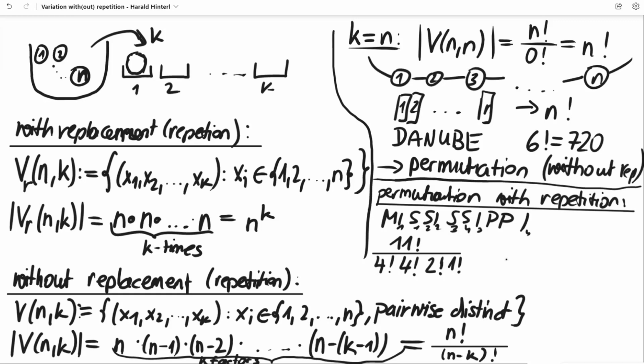So how does this look in general? The formula: we have n letters, and n1 letters are the same, so we reduce by n1 factorial, and so on, up to nk letters that are the same.